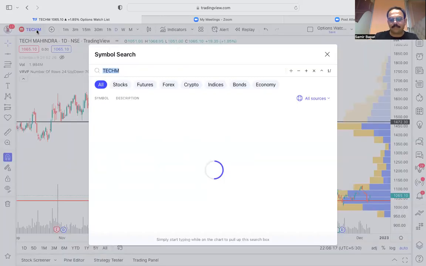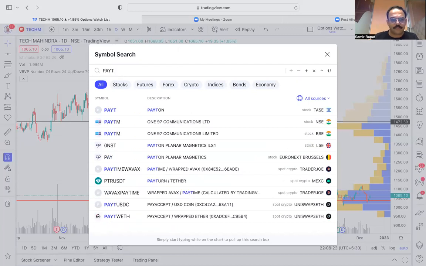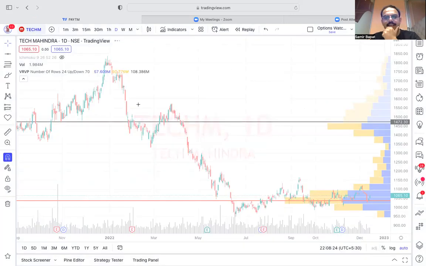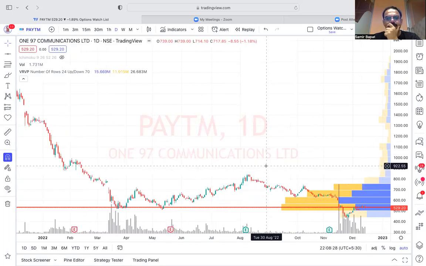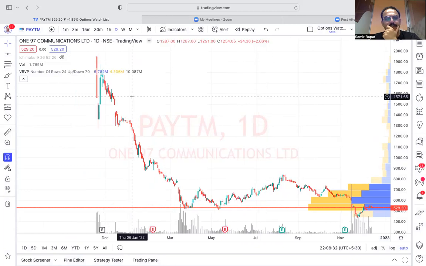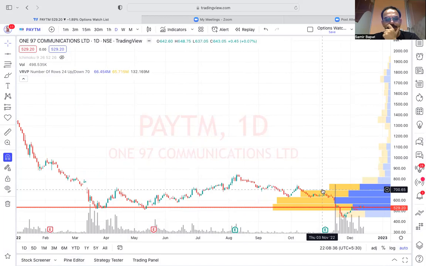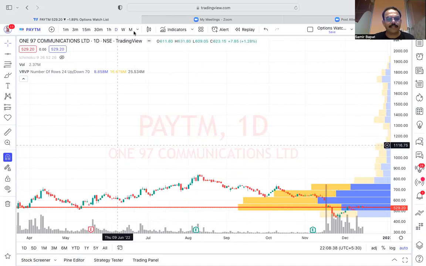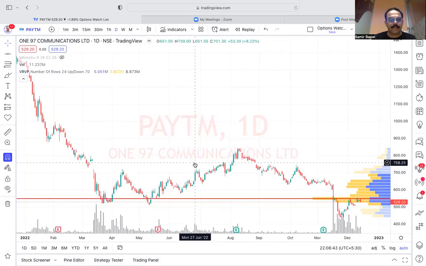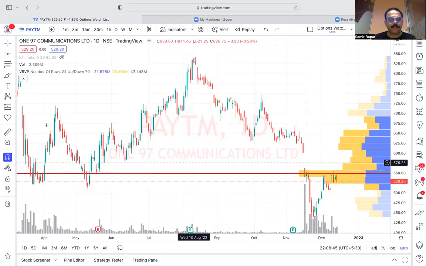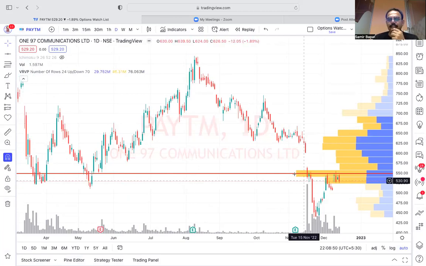Now, let's come to a good stock, which I know many people don't like now. See, this is the volume profile of Paytm. It has come down. It is at this level. If we zoom in for the last 1 year, since it is consolidating, I will take the area from where it is consolidating, where it is going sideways. Now, if you see, this is the volume profile.